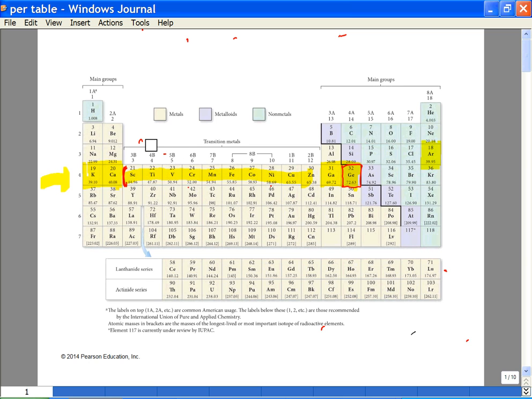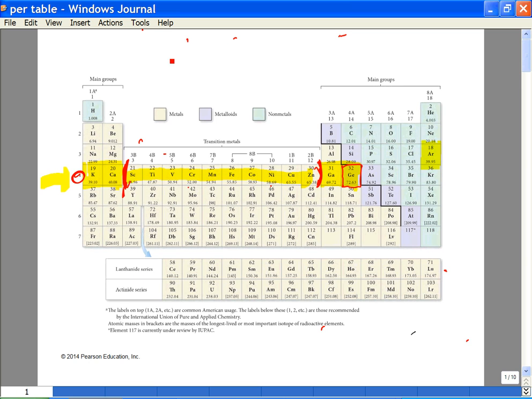Just putting it all together, this is in row 4, but in row 4, the d electrons that fill are 3d electrons. And it would be the same if we were looking at row 5. If we were looking at row 5, the 5s electrons would fill, and then the 4d electrons would fill next. But anyway, we're using the periodic table to write this configuration.